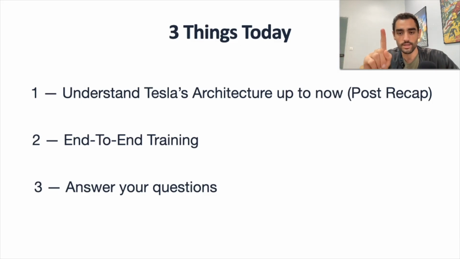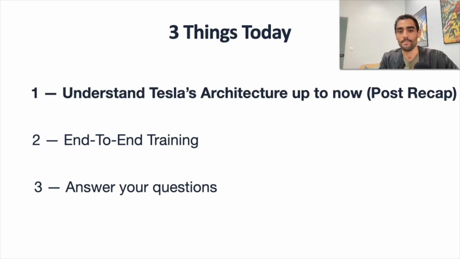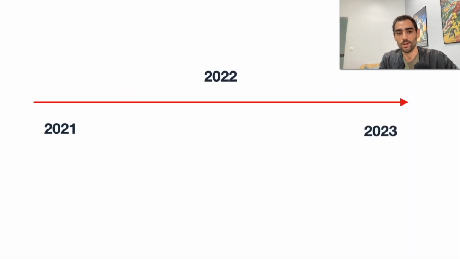So number one is the recap, understanding Tesla's architecture until 2022, 2023, like today. Then we're going to see some end-to-end training. And finally, I'm going to answer some questions I had. So let's get started with this. And so I'm going to jump into this line from 21 to 23 and begin with 2021.